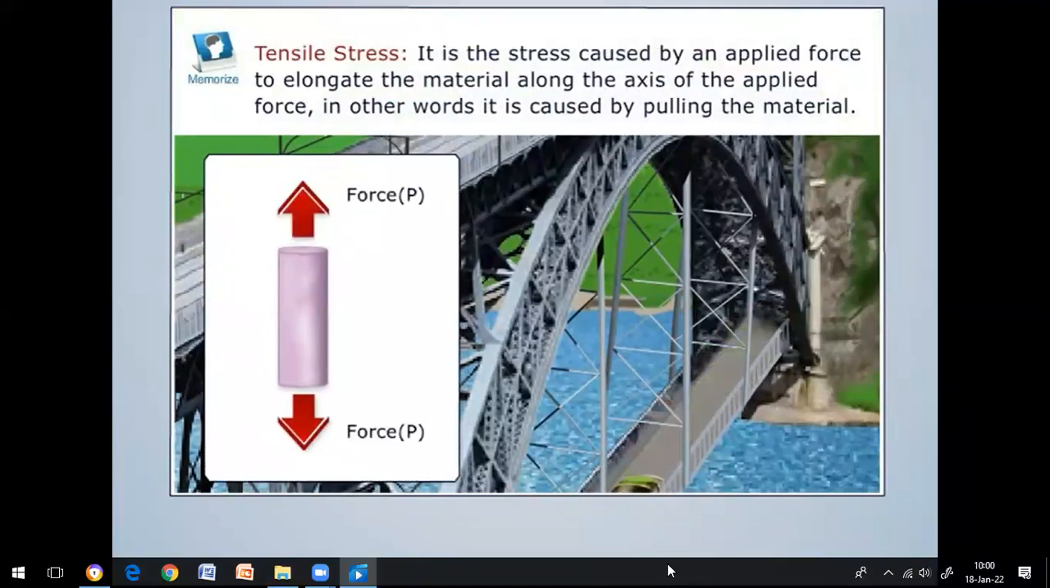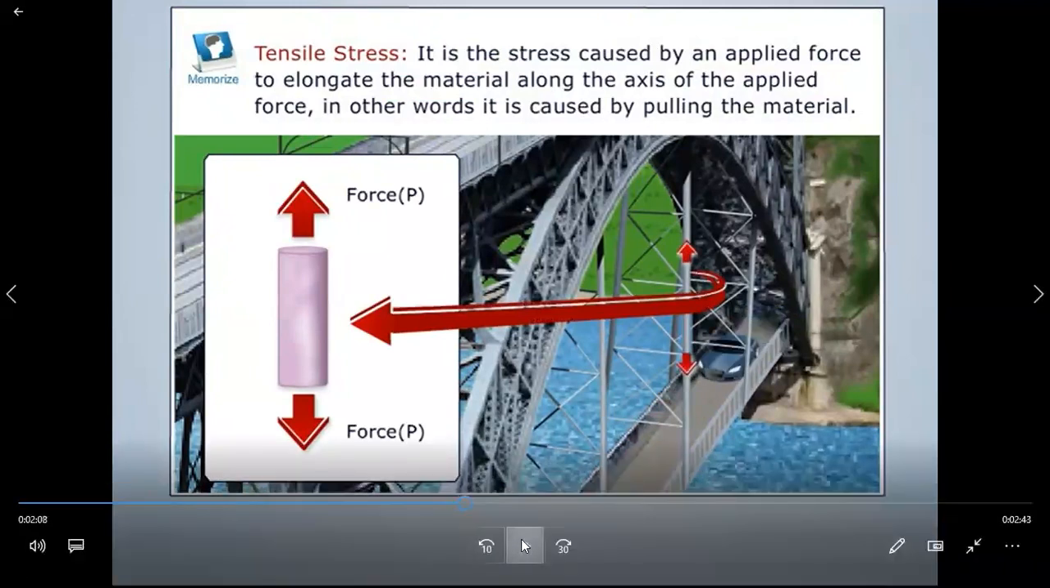Tensile stress. It is the stress caused by an applied force to elongate the material along the axis of the applied force. In other words, it is caused by pulling the material. Let us consider one of the structural elements of the bridge.